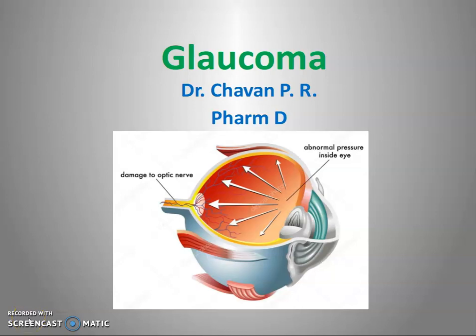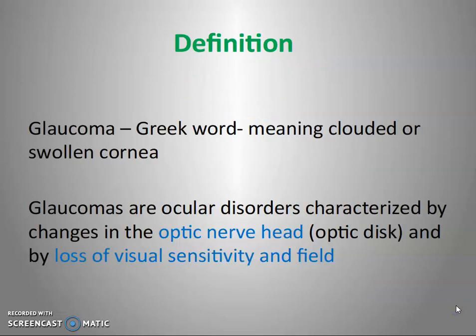Here I welcome you all to my next lecture, that is Glaucoma Part 1, including the information regarding definition, anatomical view, causes, risk factors and types of glaucoma. So moving towards the first point, glaucoma is a Greek word meaning clouded or swollen cornea.